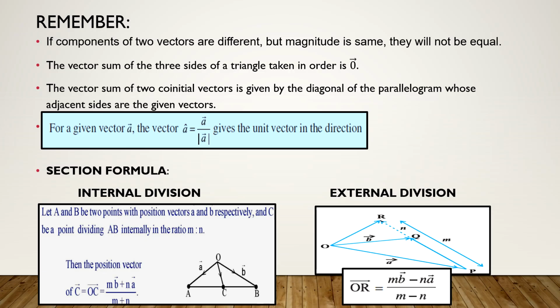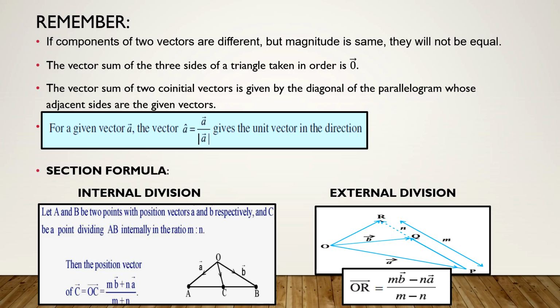Now, the first case, suppose internal division. That means if A and B are 2 points with position vectors small a and small b, and C is a point dividing AB internally. You can see C is a point which is between A and B. It divides AB internally in the ratio M is to N. Then the position vector of your point C is OC, O is origin, O to C. So OC is equal to M into vector B plus N into vector A upon M plus N.